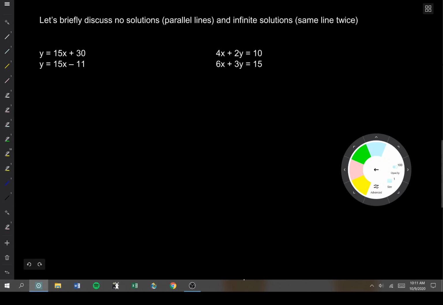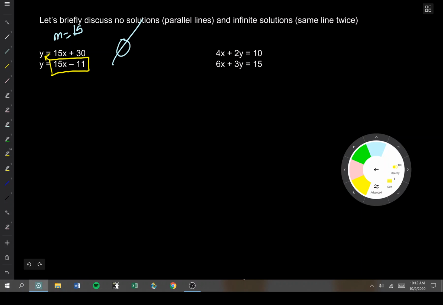Notice how here, the y is already solved for. That's sweet. And notice how this is in slope-intercept form. These both have the same slope of 15. Since they have the same slope of 15, but they have different y-intercepts, one is at 30 and one is at negative 11, we know these are parallel lines and they have no solutions. But I want to show you how the math works, because sometimes that won't always be obvious. Sometimes you won't see that it's no solutions because you're not in slope-intercept form. So you have to see how the math turns out.